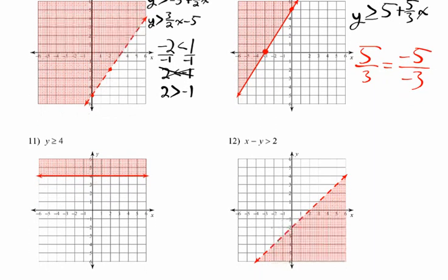Number 11 is set up fairly simply that we want everything greater than or equal to y being 4, so it's a solid line. And so that's that one.